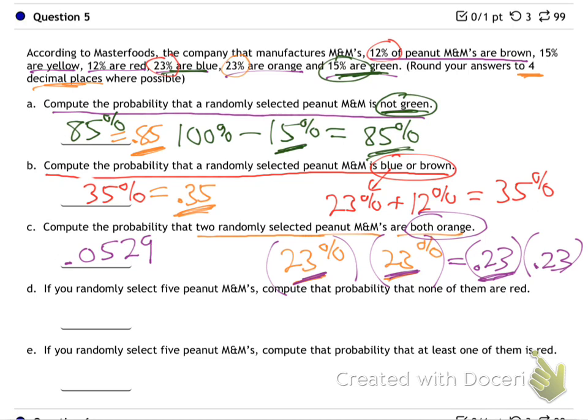If you randomly select 5, Peter, that none of them are red. Okay, yeah. So if you're going to reach in and randomly grab 5, what's the probability that none of them are red?